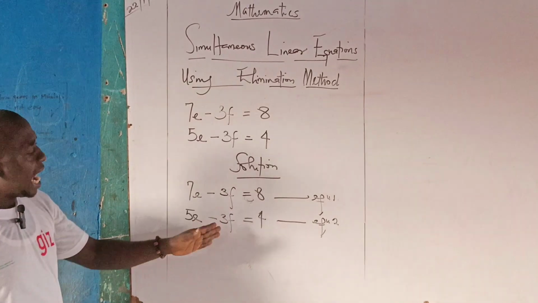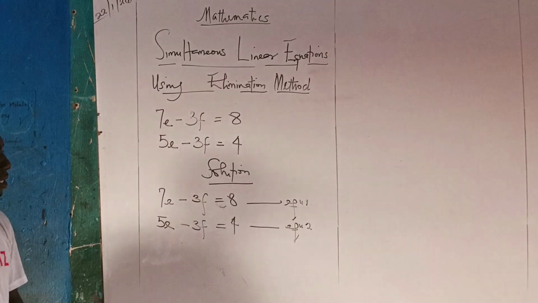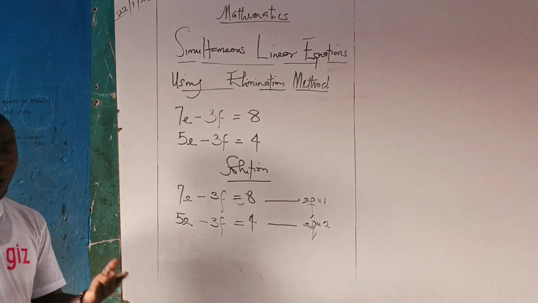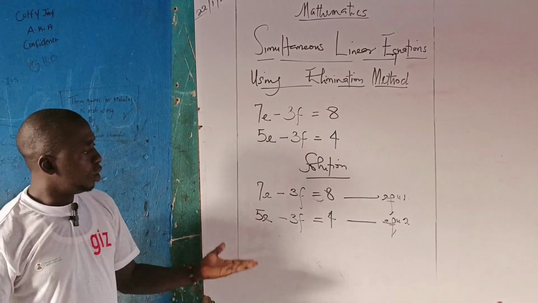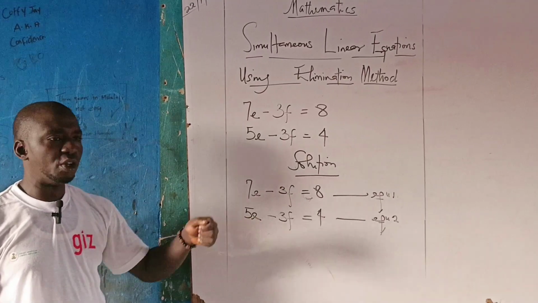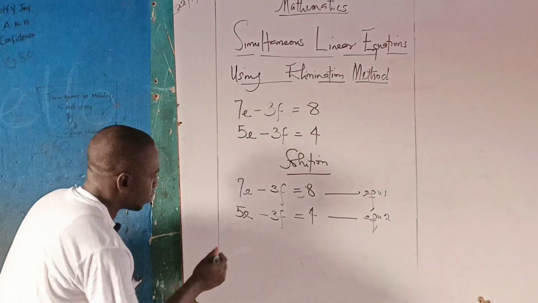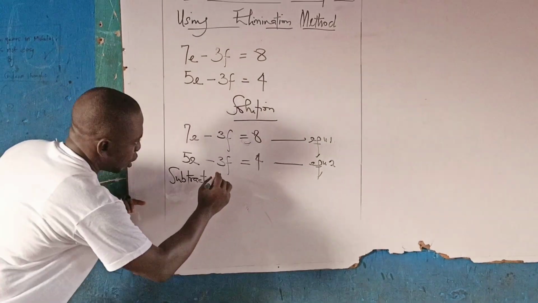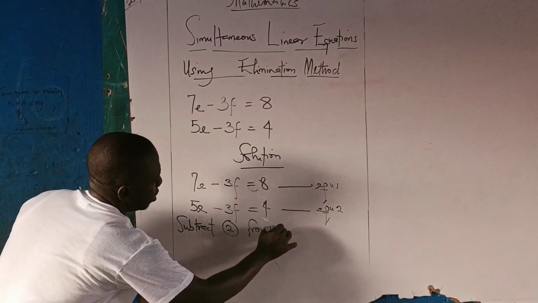So in that case, having the same coefficient, and also the same sign, what you just have to do now is to subtract. Are you getting what I'm saying? You have to, so either you subtract equation 1 from equation 2 or equation 2 from equation 1. Now subtract equation 2 from equation 1.